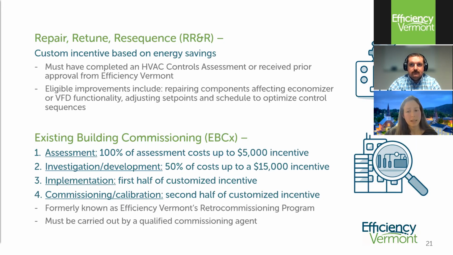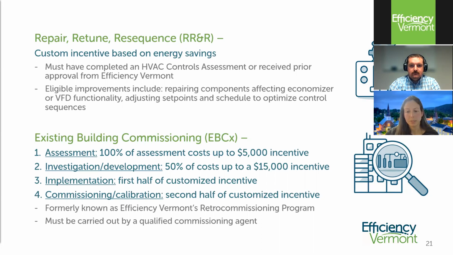The next step is a deeper investigation into the HVAC control system, which is usually a collaborative effort between the EBCX agent and the controls contractor. That involves troubleshooting, as well as developing an optimization scope of work and construction documents, like a revised sequence of operation. The EBCX agent will also use trending and sometimes submetering to quantify energy savings that they anticipate resulting from that scope of work. Efficiency Vermont can cover 50% of the cost of this step, up to $15,000 as an incentive.